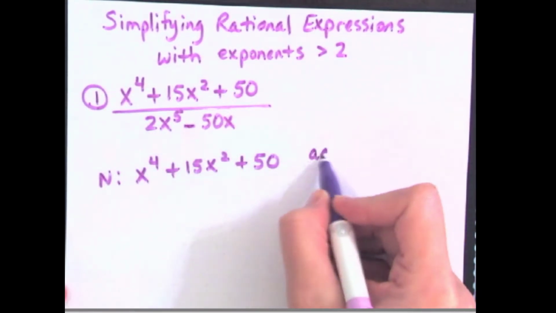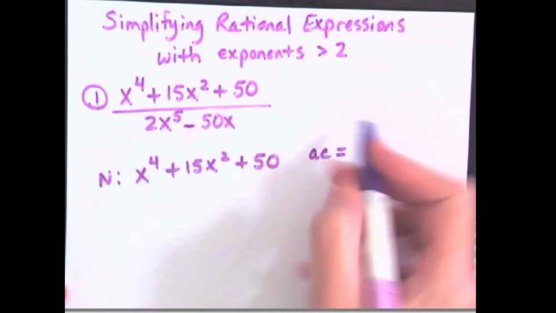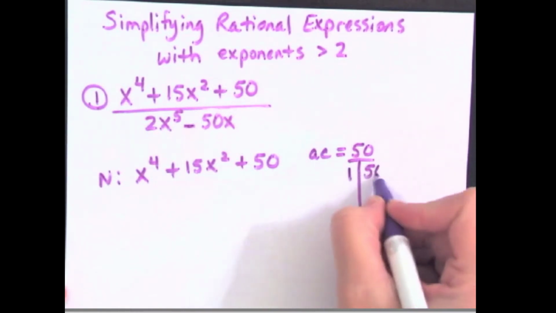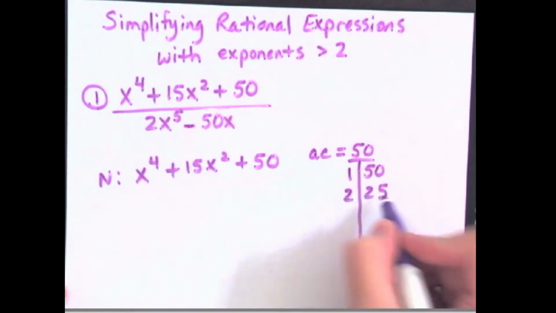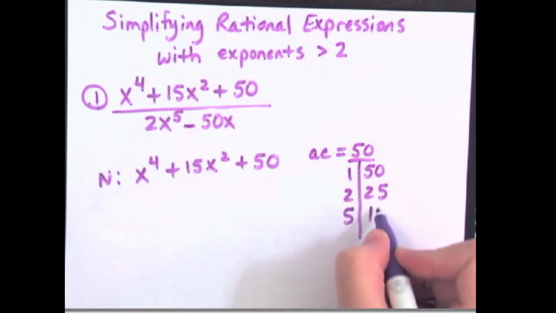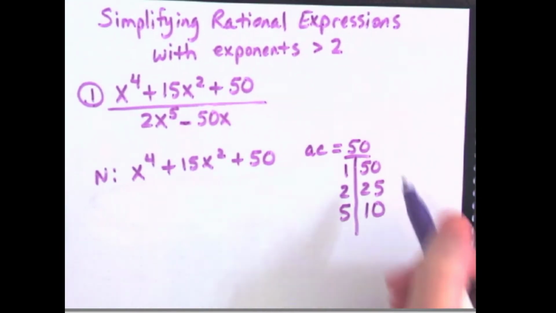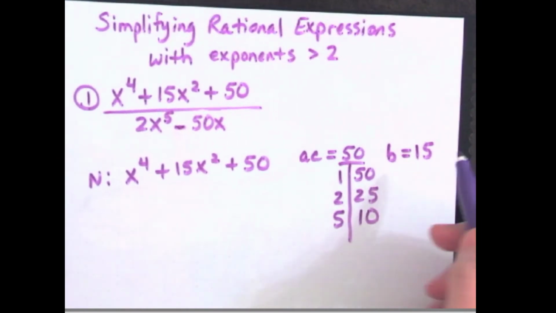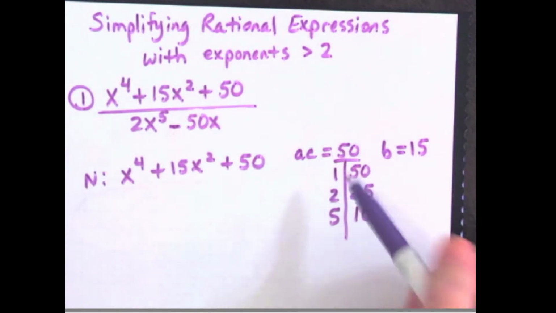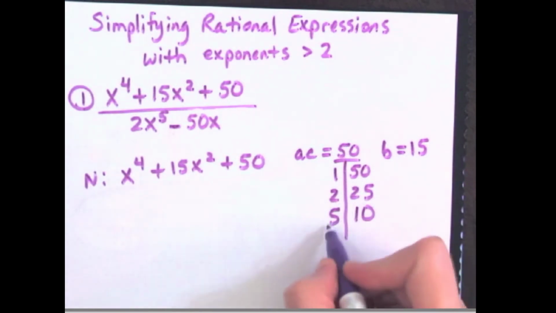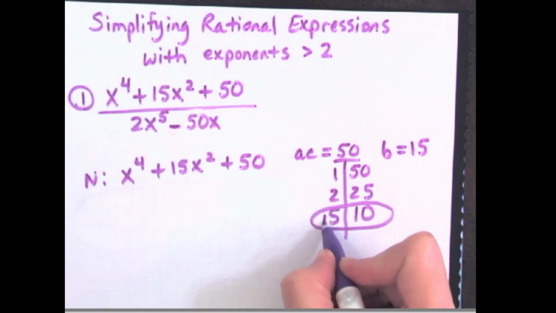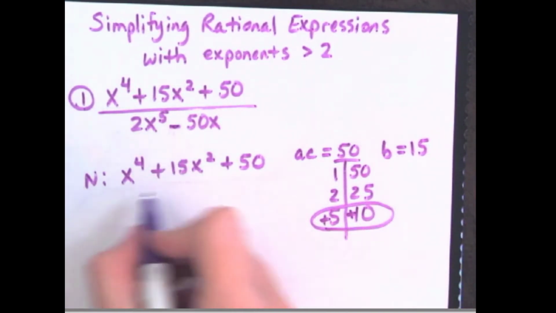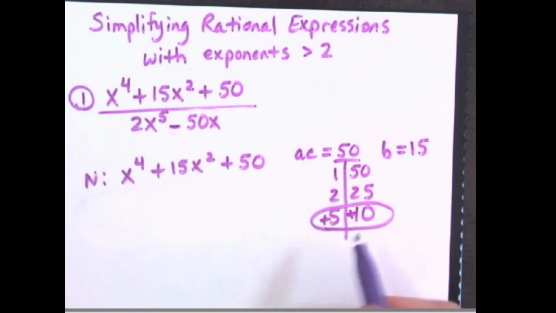So our AC will be 1 times 50. And so we need factors of 50. 1 times 50, 2 times 25, 5 times 10. And then as we look at this, we're trying to get a middle coefficient of 15. And remember, if AC is positive, then our terms need to add to give us that middle term. So if we make both of these positive, that combination will work. So we're going to replace our middle term with these two.